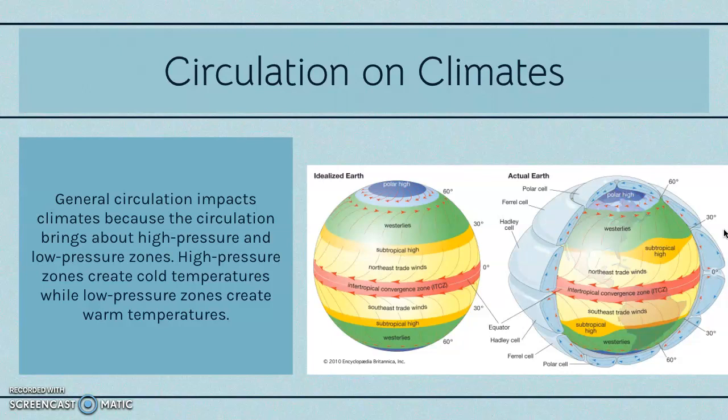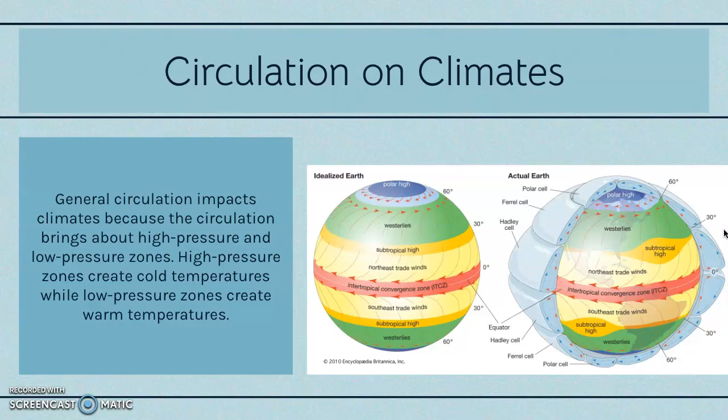So we can see with the winds happening and all of that, how it changes the climates all over the world. So in an idealized Earth, that is talking about an Earth that's just straight up and down with no tilt, we can see that it's pretty clear what the climates are. It's not as distorted as the second image of what our Earth actually looks like.